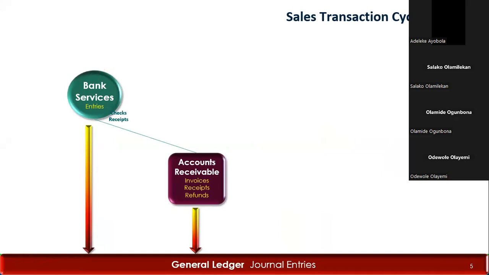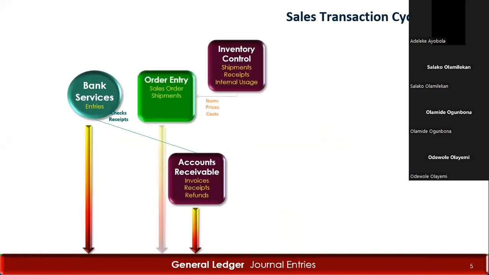Because when you raise the receipt, what happens? You debit the bank and then you credit the account receivable, which is your customer. And then we said that account receivable is also linked to order entry, because first thing first, you raise an order.